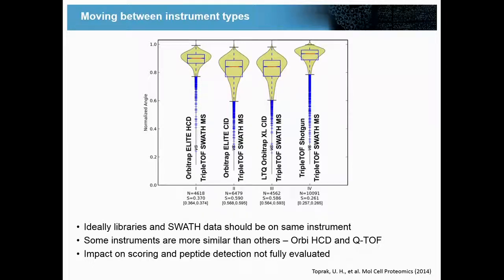And on the left side is the spectral library, which comes from several different sources: either Orbitrap Elite HCD, Orbitrap Elite CID, Orbitrap XL CID, or TripleTOF shotgun data. So you can see that coming from the same instrument has the best match, but also the HCD data from the Orbitrap looks pretty good, whereas if you go to CID data from an Orbitrap, it looks much less good. By CID, I mean resonant excitation, like ion trap fragmentation. So it seems good to keep the libraries on the same instrument, but if you switch between instruments that have similar fragmentation modes, then this also seems to work pretty well.